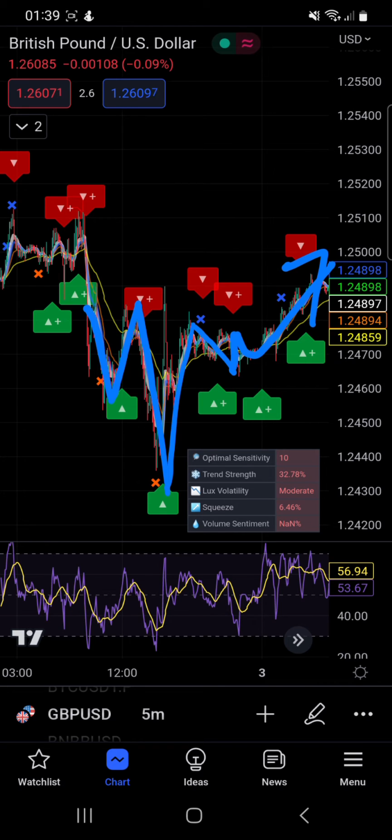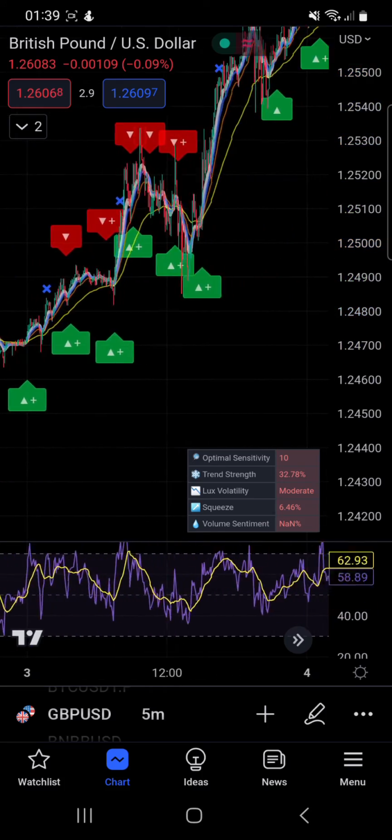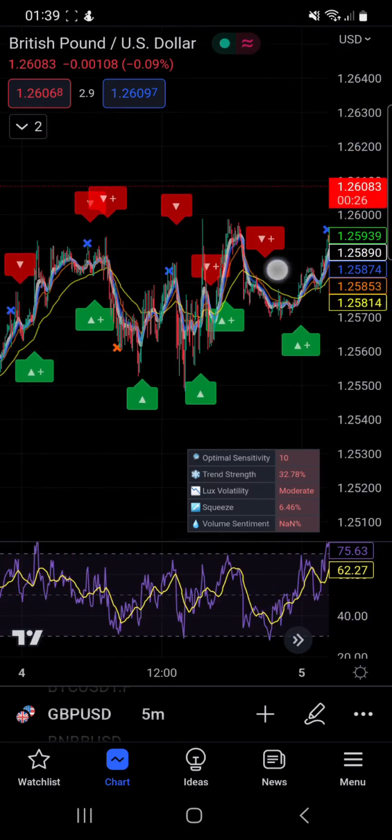So this is one of the few things that I also look for in the patterns when I'm day trading.